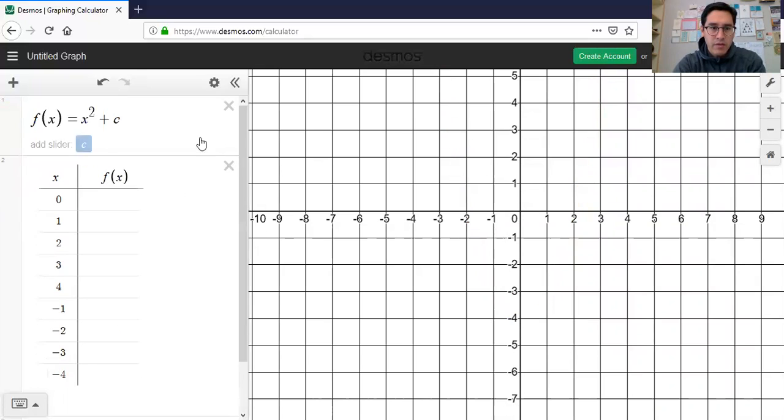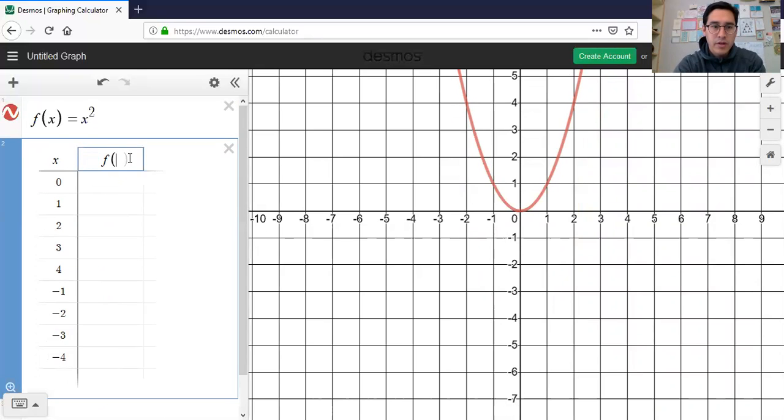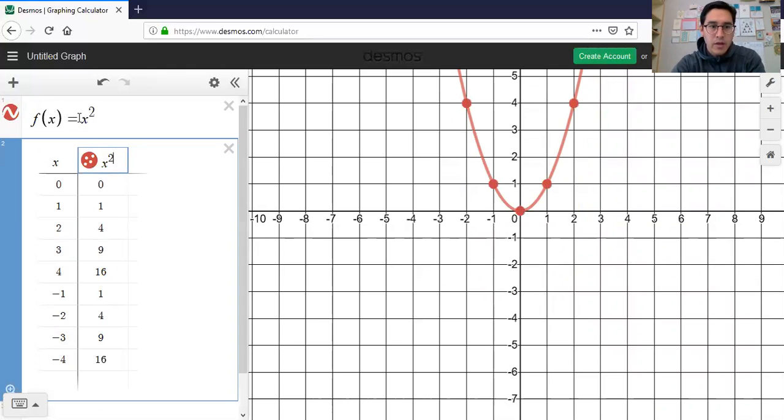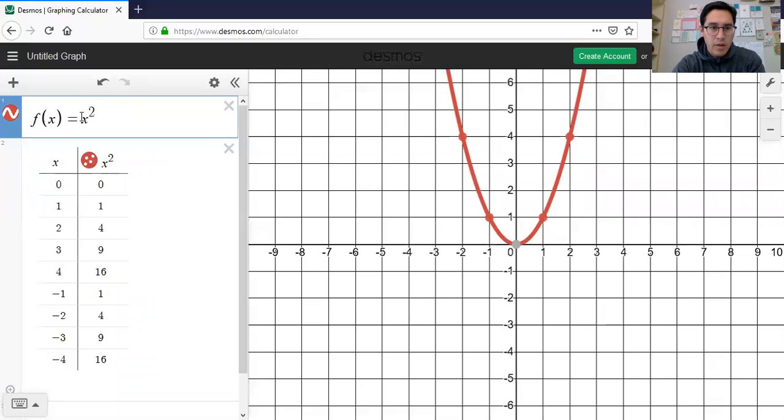Okay, close that off now. All right, so let's explore having a coefficient in front of our x squared term. So let me just center this again. Let's put a simple coefficient like 1.